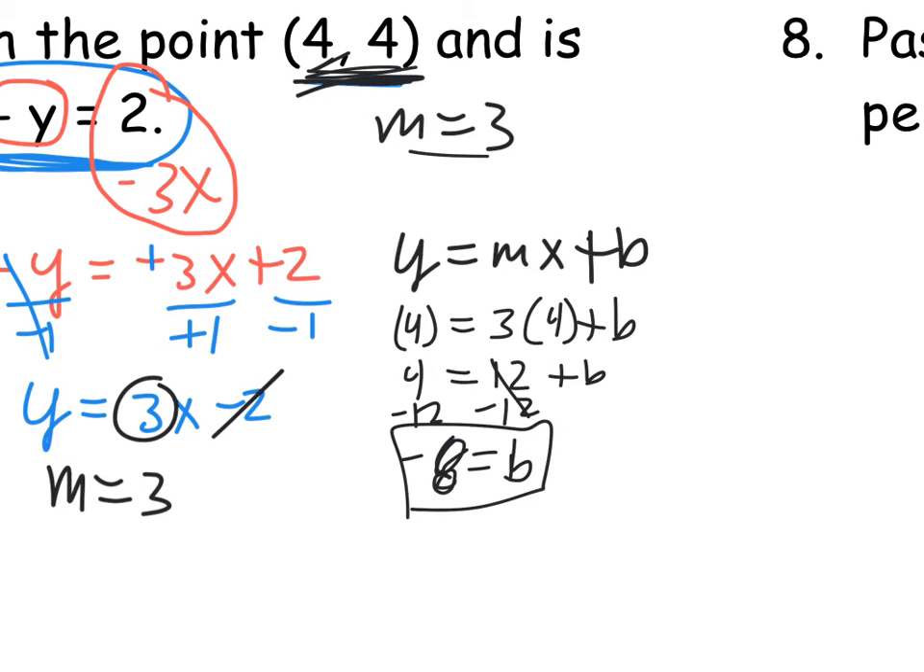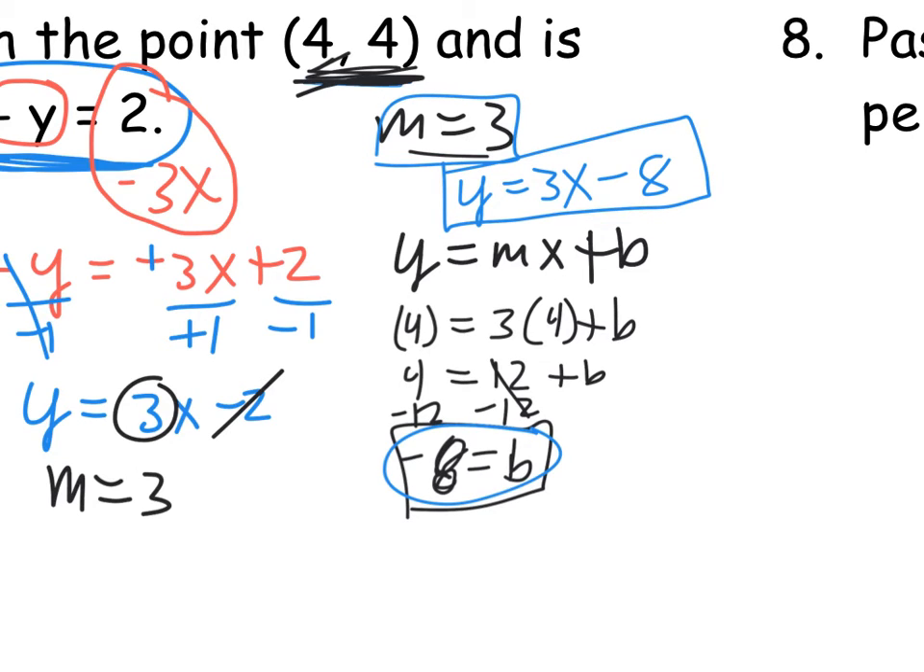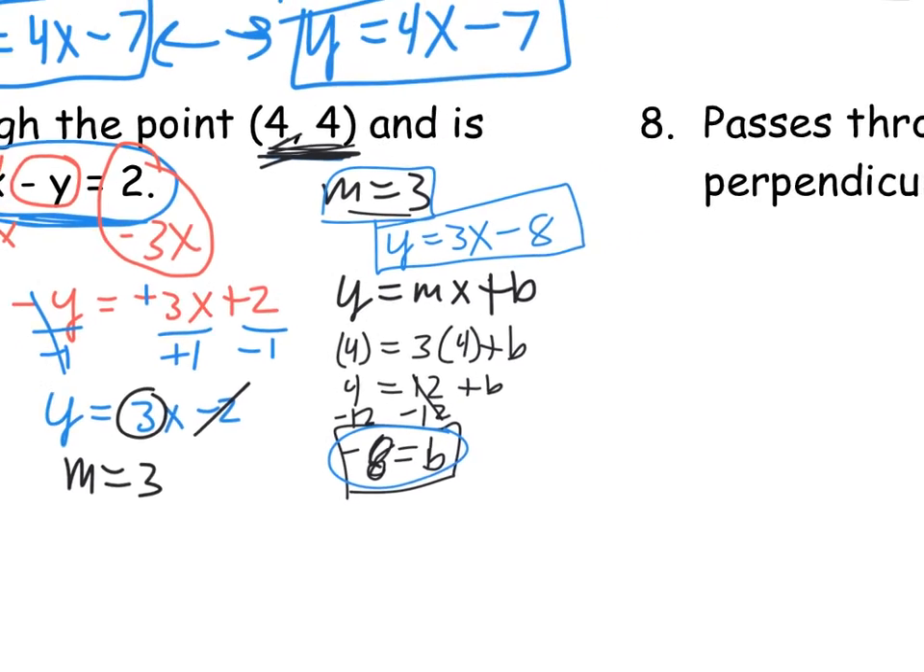So my linear equation then, here's the slope. So I'll say y equals 3x. Always put your slope in front of your x term. This is -8, so it'd be plus a -8 or just -8. There's my linear equation. And we're moving on to the last one here.